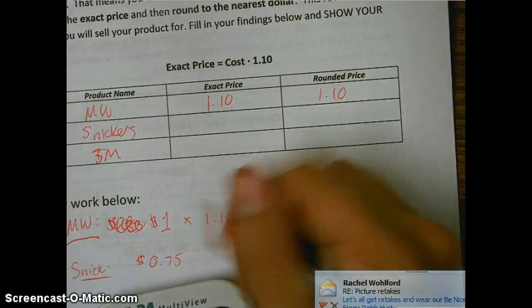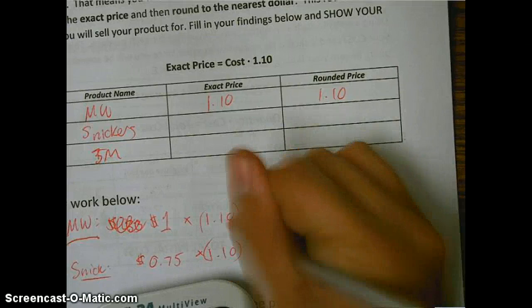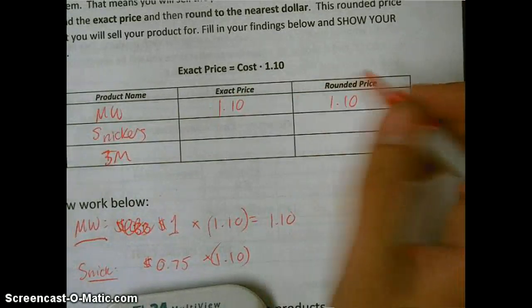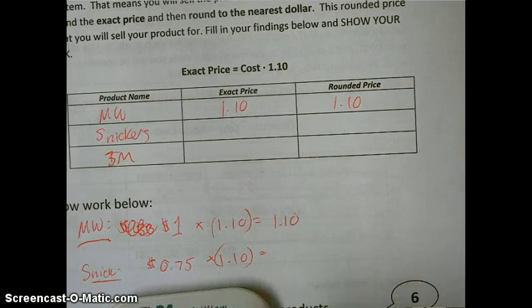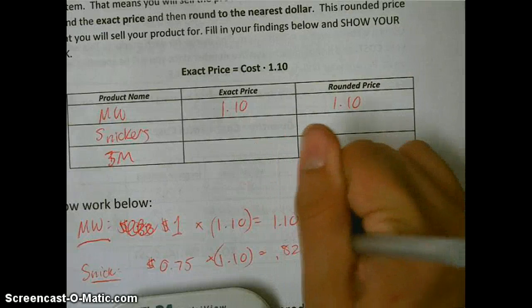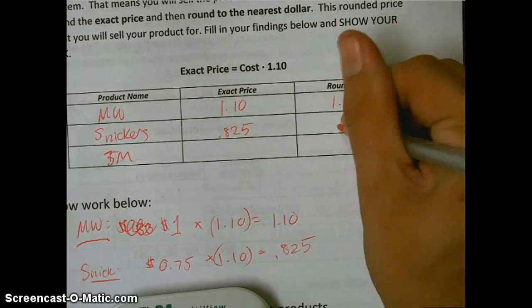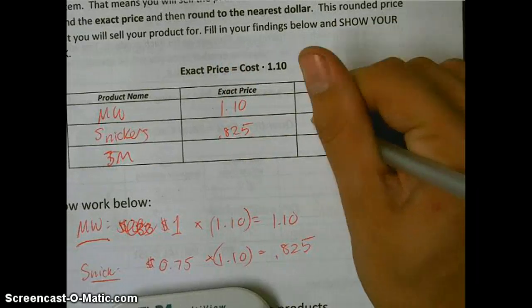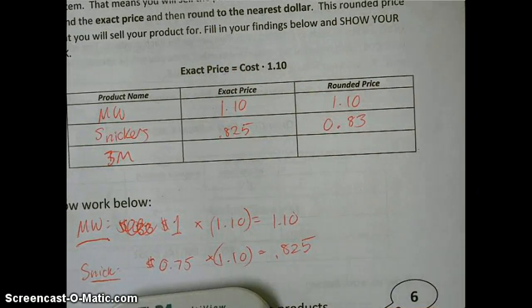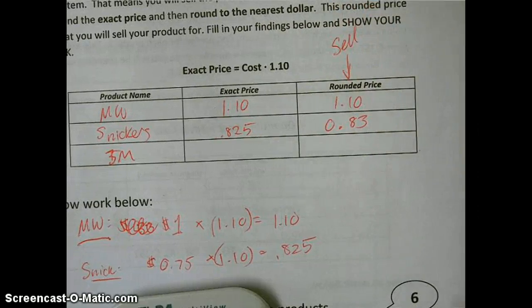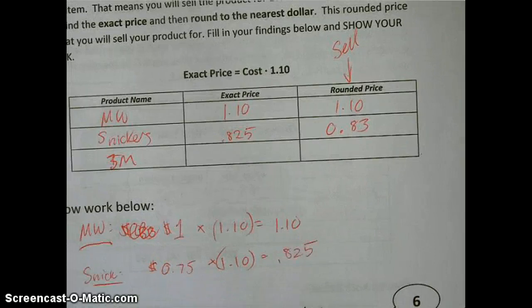What about the 0.75? We're going to do the same thing, still times by 1.10. Remember, these are still negatives. I keep forgetting that. Well, actually, the price is a negative, but I'm not going to worry about that right now. Equals 0.825. So that's 82.5 cents. So we're going to round it to 0.83. We want to sell it for a little bit more, 83 cents. And we'll do the same with Three Musketeers. So you're finding the amount you're going to sell it for. So we bought the Milky Ways for $1, but we're going to sell it for $1.10. So that means every time you sell a Milky Way, you're going to get a little profit.